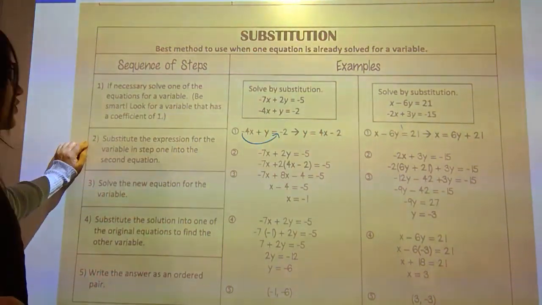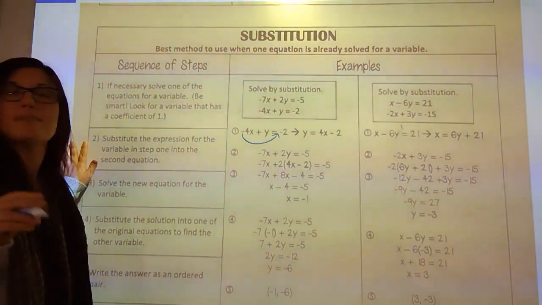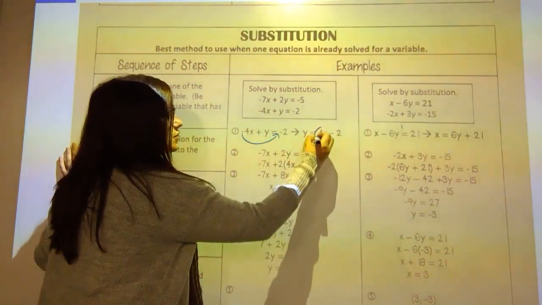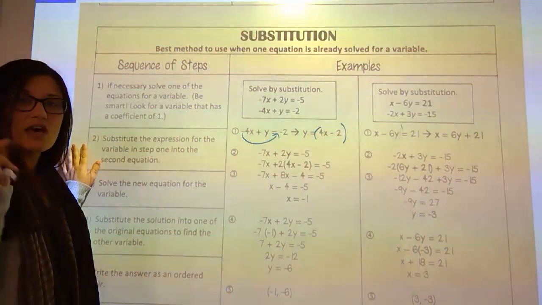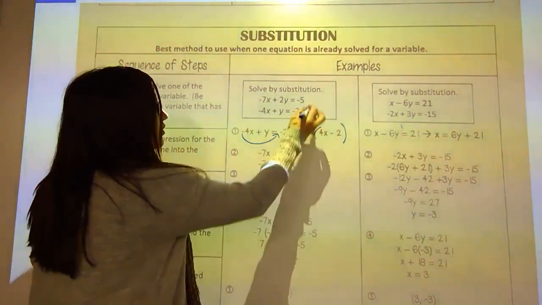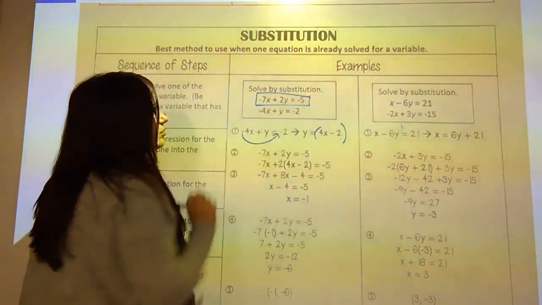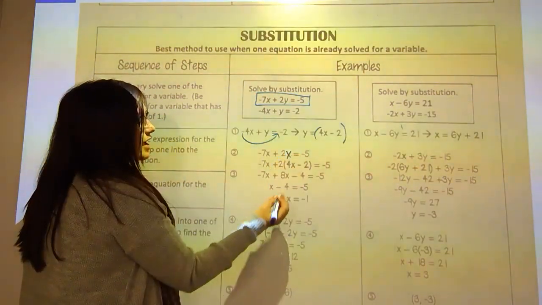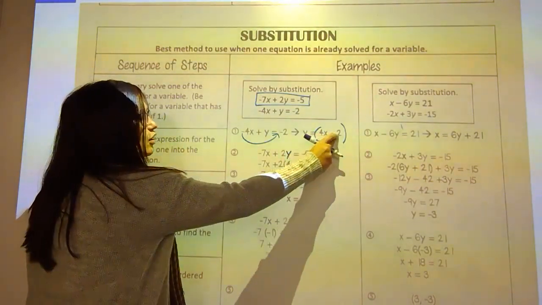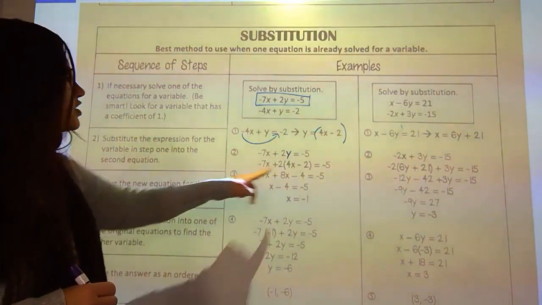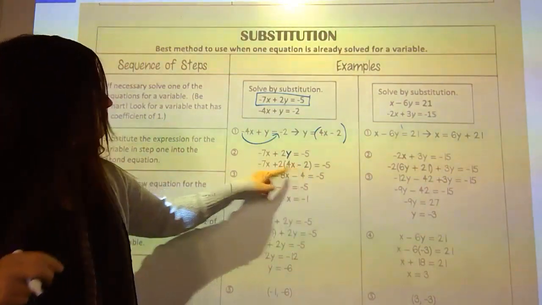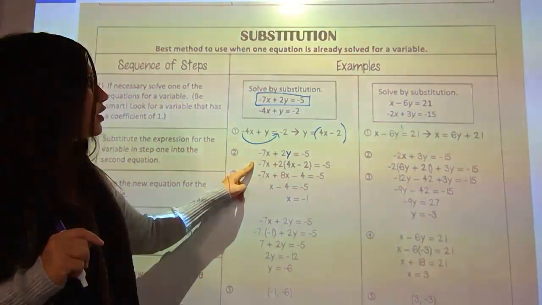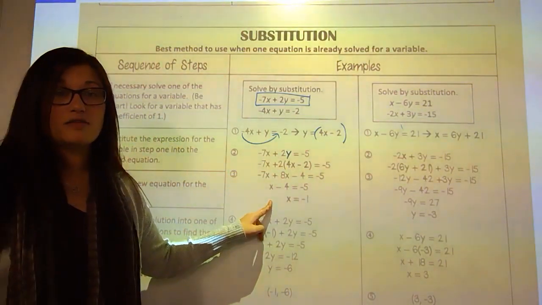All right, step 2, this is where the magic happens, where you substitute the equation you just solved for y. You're gonna substitute this expression into the other equation, okay? So I've got my other equation, which is 7x plus 2y equals negative 5. And this time, instead of y, I'm gonna substitute in 4x minus 2, okay? So after I plug in 4x minus 2, I end up with one equation with only one type of variable, an x, okay?